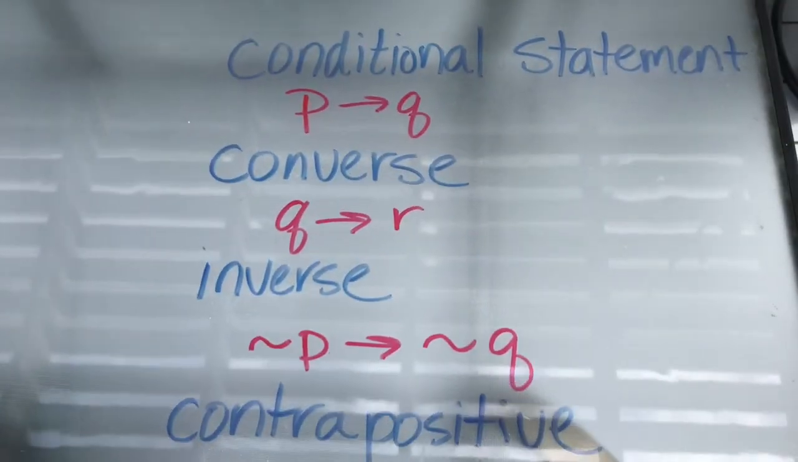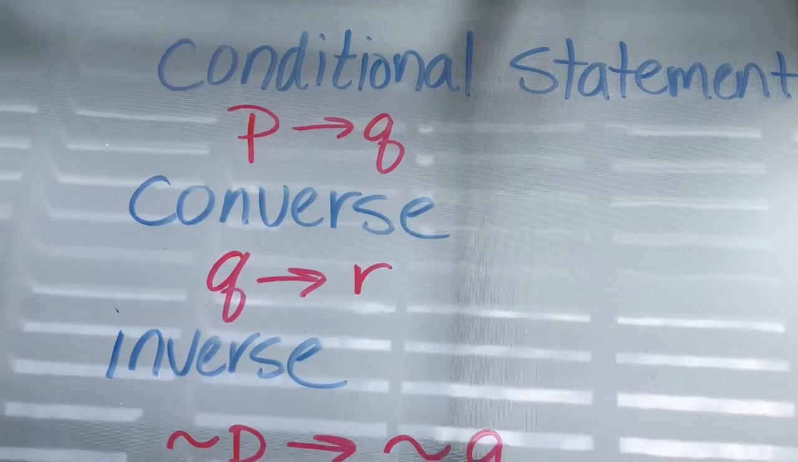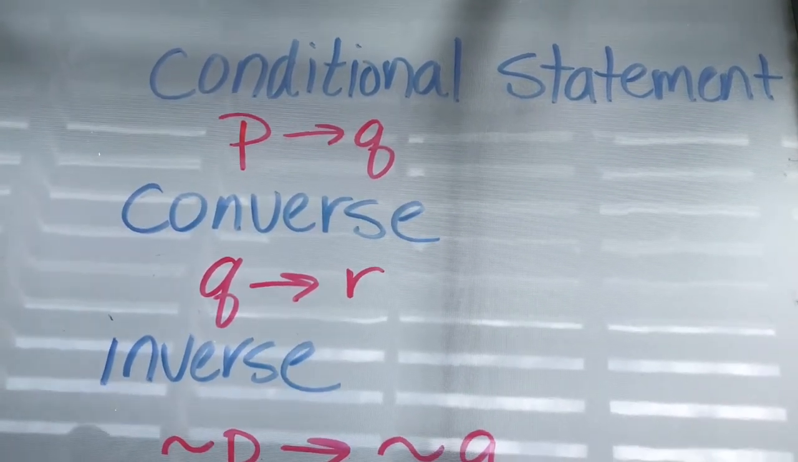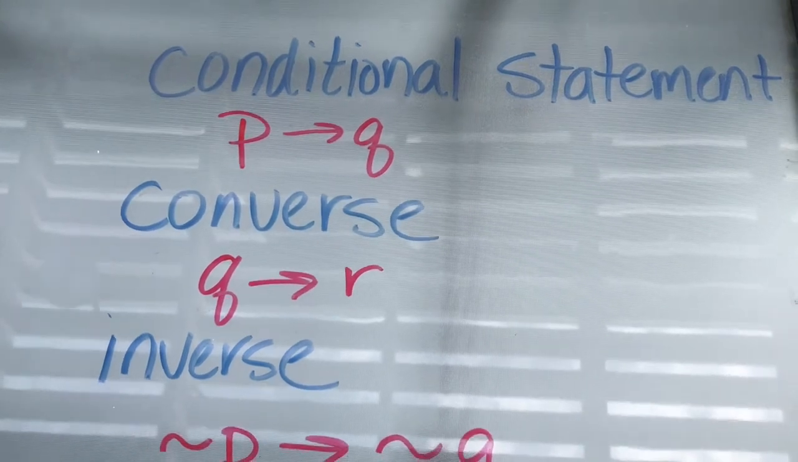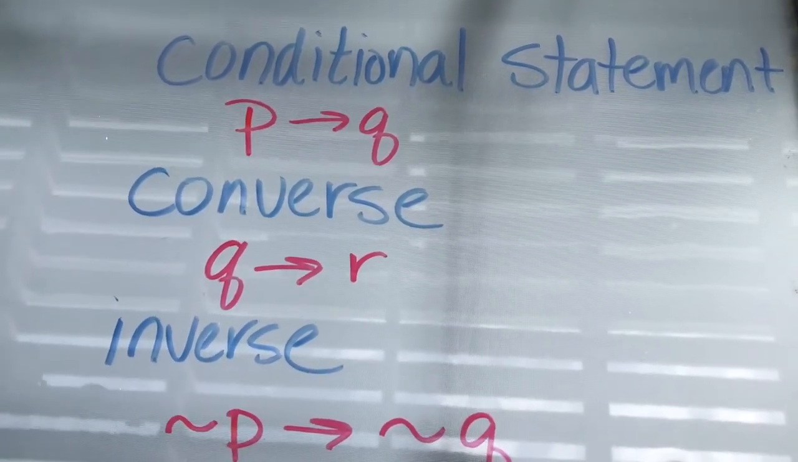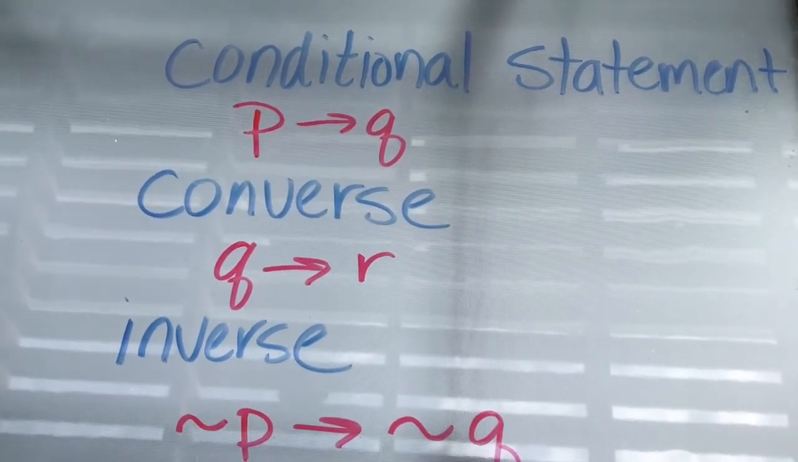A conditional statement is a statement written in the form if something, then something else. After the if is called the hypothesis. That's what we will call the P statement. And after the then is the conclusion. That's what we will call the Q statement. So the conditional statement is: if P, then Q.